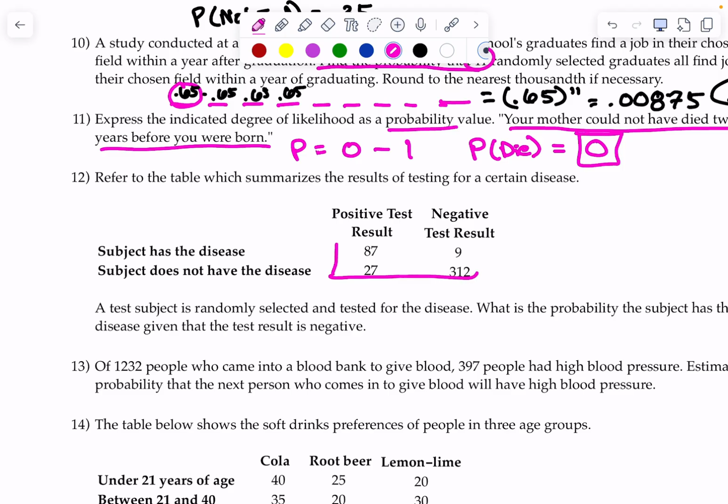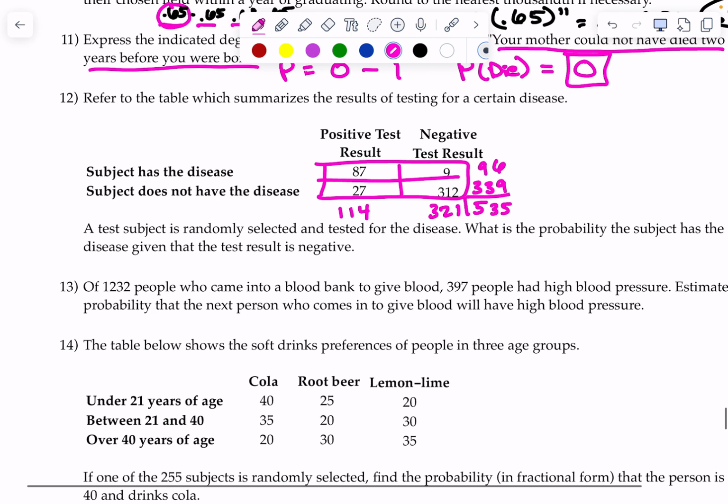We've got these guys. I'm going to make them into a table. I don't know if I need all the totals, but I'm going to do them anyway. This is 114. This is 321. This is 96. I don't know if I'm doing these right. This is 339. And the total is 535, I think. Yes. No, 435. I can't math. 435.